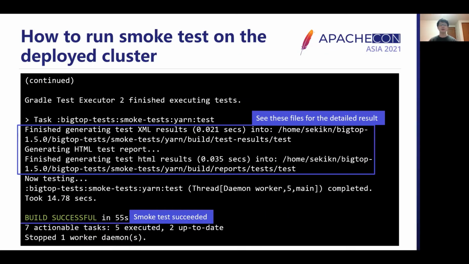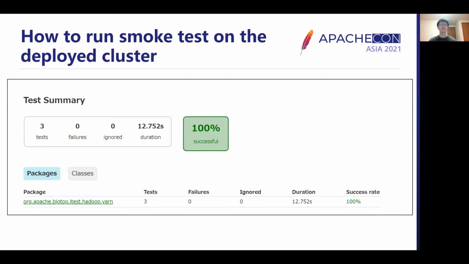After running a smoke test, you will see messages and results like this. If you want to know the details of the result, you can access the shown path to see a report in HTML format. Here's an HTML report of the smoke test. You can drill down to each test result by clicking the links.